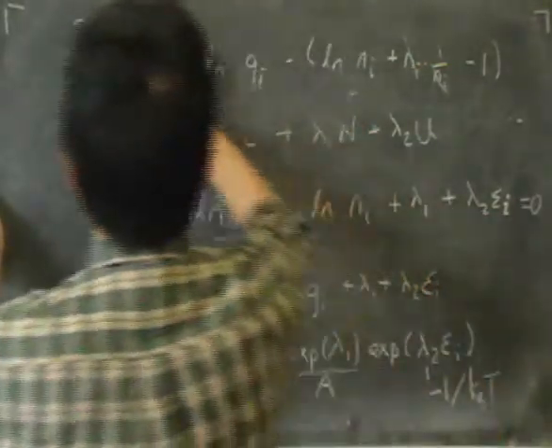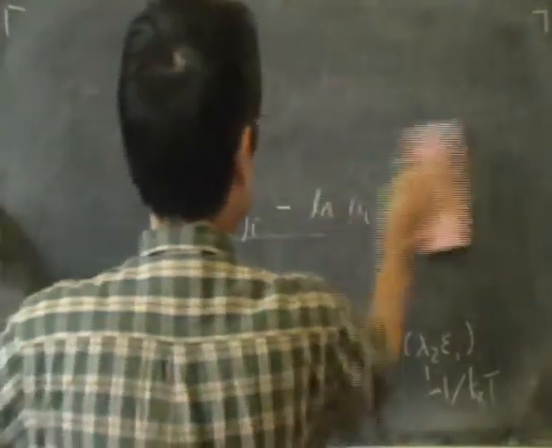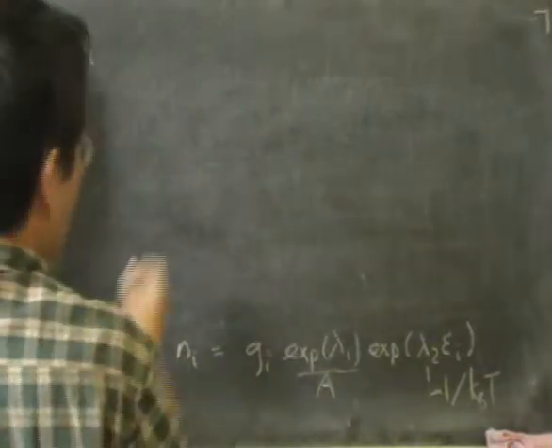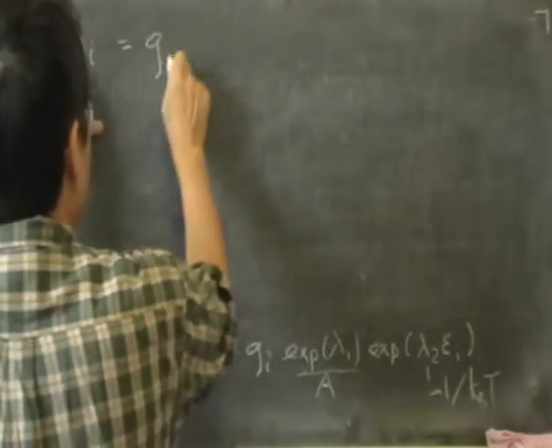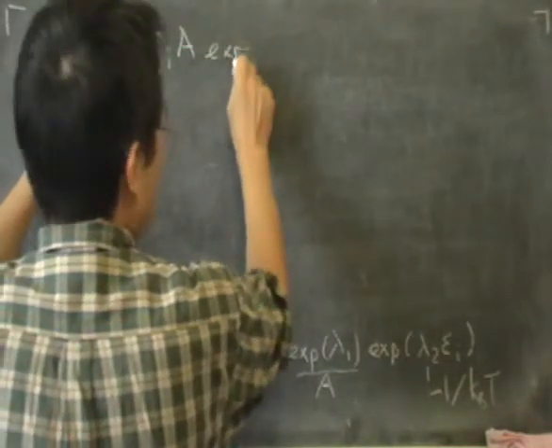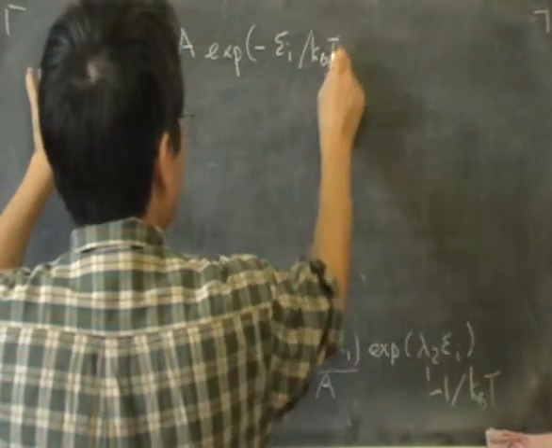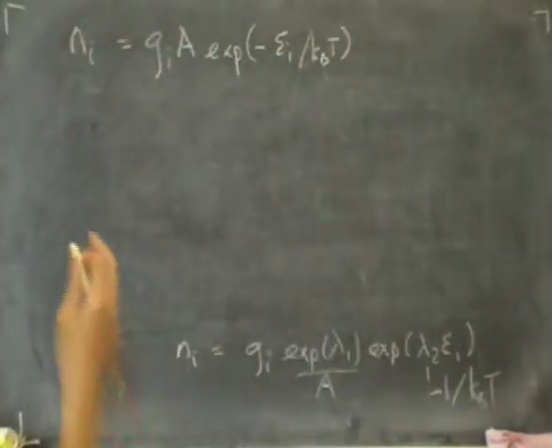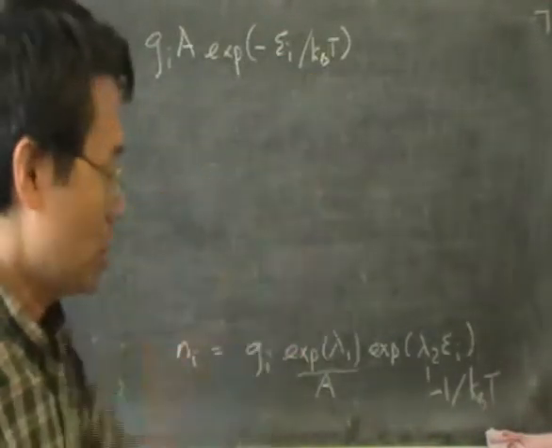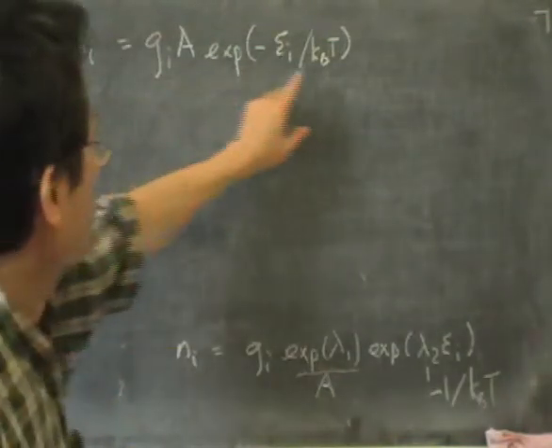Let me write this out. Ni equals gi A exp minus ei over kBT. And surprisingly, we end up with the Boltzmann distribution again.